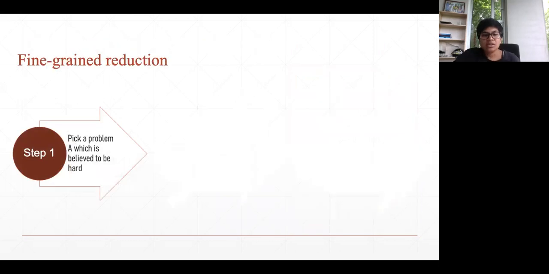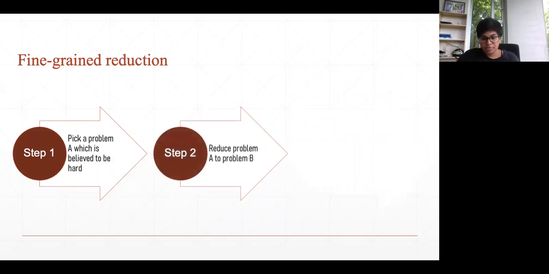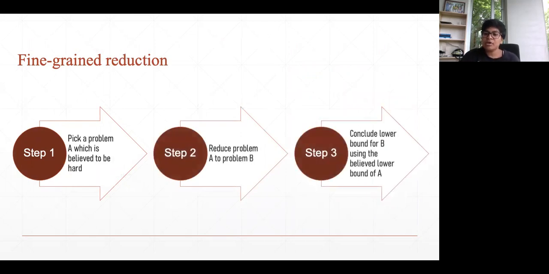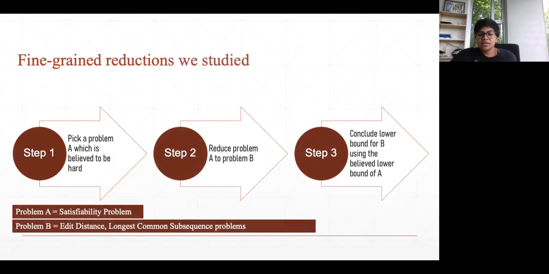Let me summarize. We pick a problem A, which is believed to be hard. We reduce problem A to problem B. And then we conclude the lower bound for problem B using a believed lower bound for problem A. In this project, we studied two central problems like that. For the first part, I'll be talking about problem A being the satisfiability problem. And we concluded conditional lower bounds for edit distance and longest common subsequence problem based on the hardness of the satisfiability problem. Okay. Now, let me go into the detail.